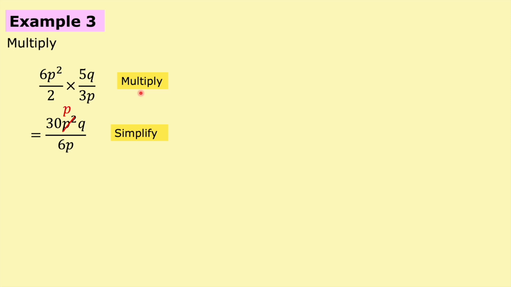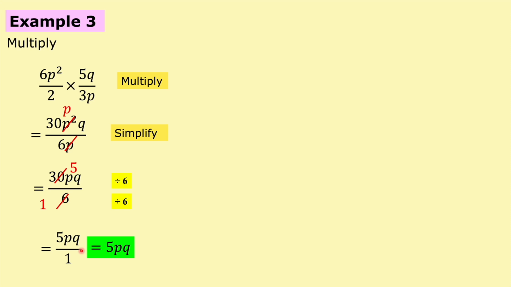So we're going to cancel one of those p's on the top and we're just going to be left with 1p with that p on the bottom. So we will be left with 30pq over 6, and now checking our number terms, we can simplify 30 and 6 by dividing them both by 6. So 30 divided by 6 is 5, 6 divided by 6 is 1, so our answer will be 5pq over 1. However, any fraction that is over 1, we just write as equals 5pq.